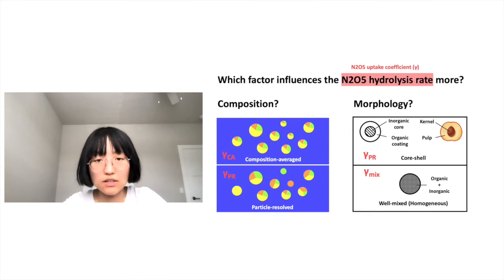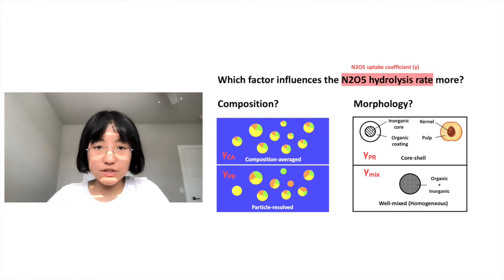Another thing we care about is the morphology of particles. According to past experimental studies, there are at least 3 mixing structures of organic aerosols. It could be a core-shell structure, just like the peach I've shown here. The kernel is made of inorganics, and the pulp is made of organics. It can also be a partially engulfed structure, meaning that the core doesn't have to be in the center. And the third structure is called a well-mixed structure, meaning that the organics and inorganics are mixed together, so there is no clear phase separation between the two.